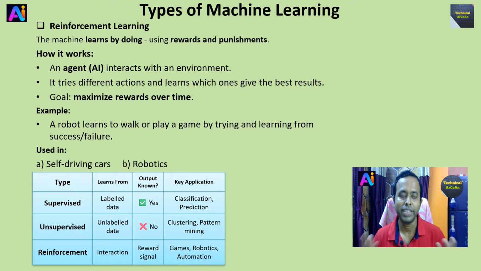So this is given in the table. Supervised learning learns from labeled data, output is known, yes. Key applications: classification and prediction. For unsupervised learning, it learns from unlabeled data, that means the output is unknown. Key applications for unsupervised learning are clustering, pattern mining or grouping, right? And reinforcement learning learns from interaction, right? And the output is a reward signal. And key applications: games, robotics, automation, right?